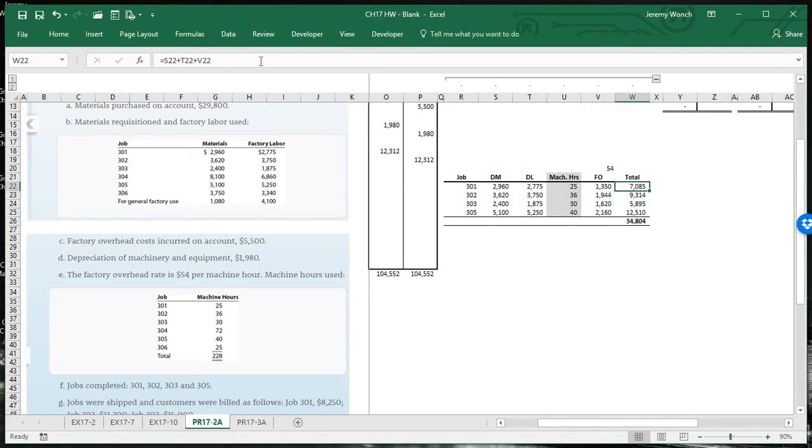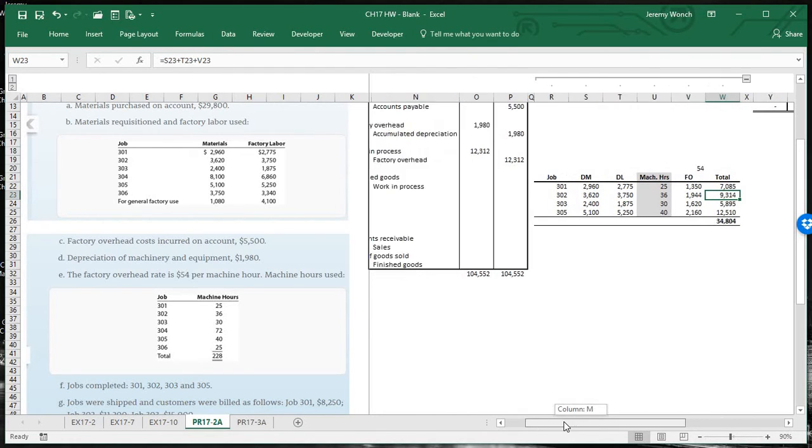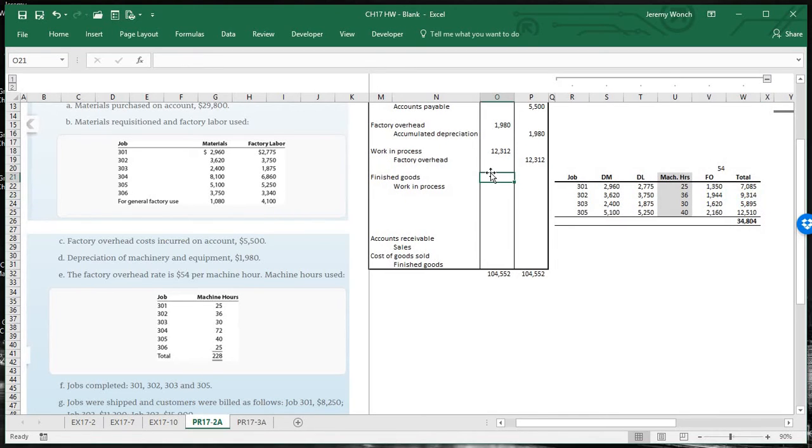And then we have our total, which is going to sum up the direct materials, direct labor, and factory overhead for all 4 of these jobs. Total cost $34,804. So that's what we're moving. It's been finished out of work in process into finished goods.